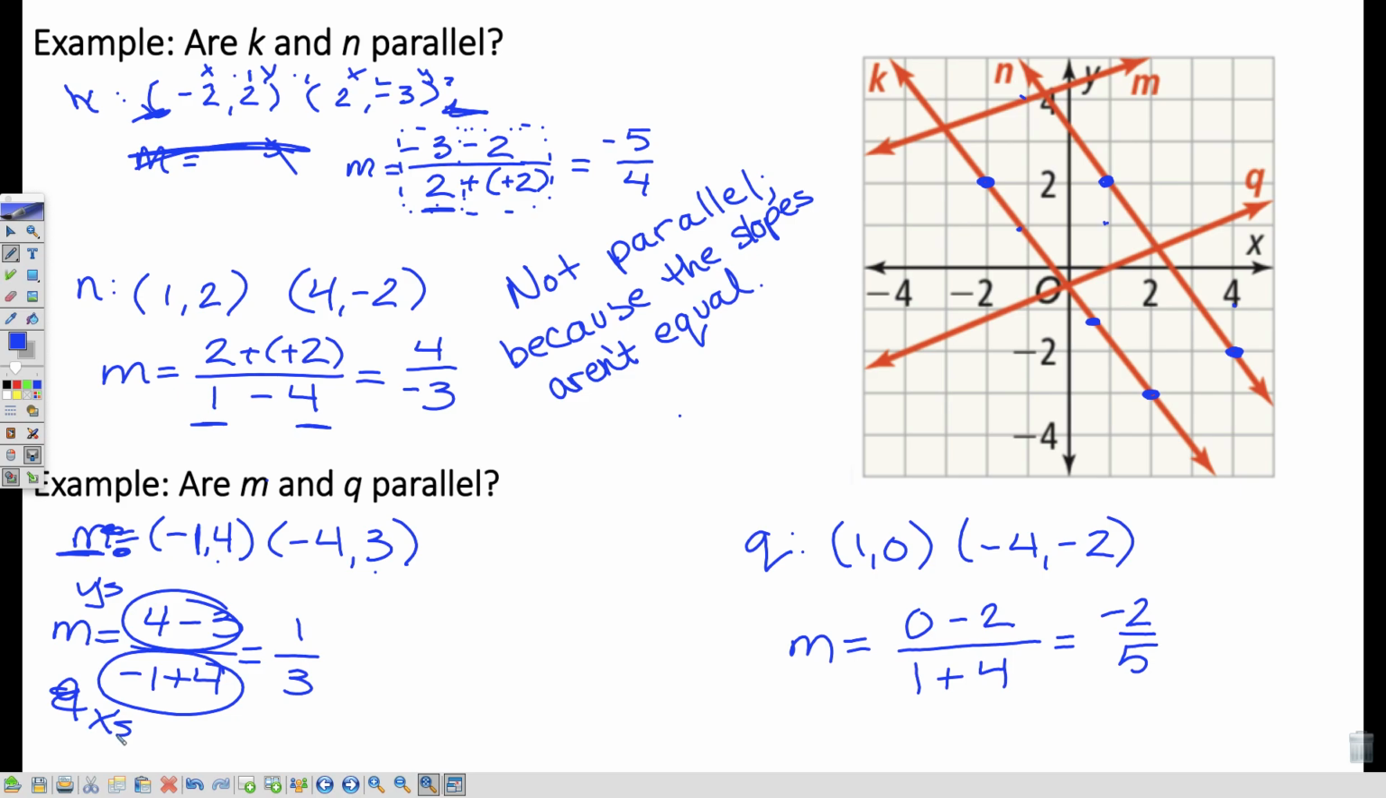So are these parallel? No. They're just backwards, but close. That's how I'll know you did them wrong, because you'll have the reciprocal. Okay, so are these parallel? No, because I have 1/3 and negative 2/5. And so this also comes down here, and neither one of these are parallel.